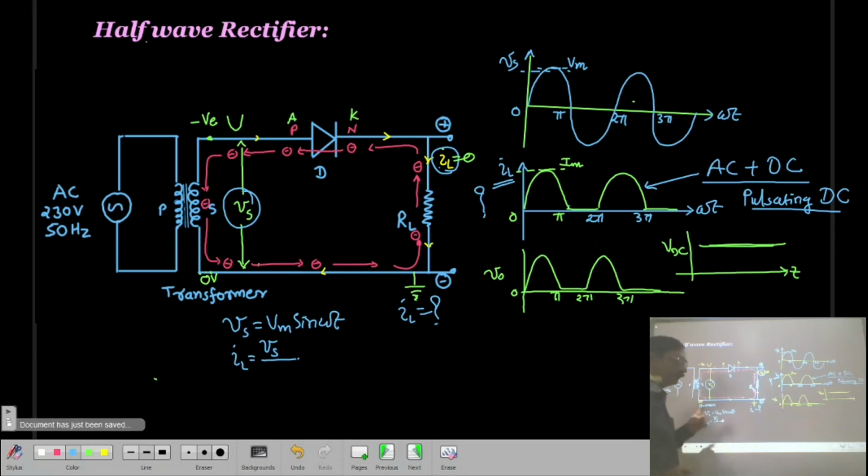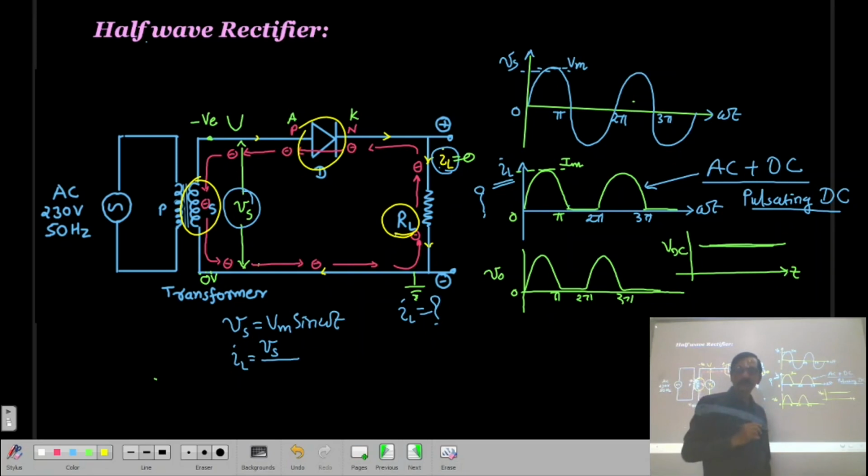R means that your current is not only passing through the RL. Remember, this current is not passing through only RL. It is also passing through the diode. It is also passing through the transformer. So, I have to consider the resistance of the diode as well as the resistance of the transformer. When the diode is in forward bias, it has some forward bias resistance and that is RF. Now, the secondary of the transformer is made up of copper wire and this copper wire has some DC resistance. So, that resistance is RS.